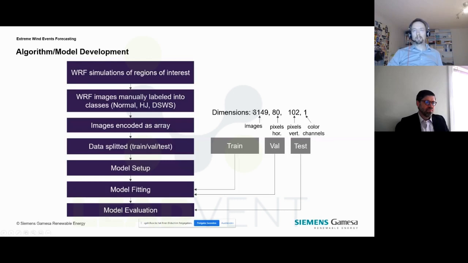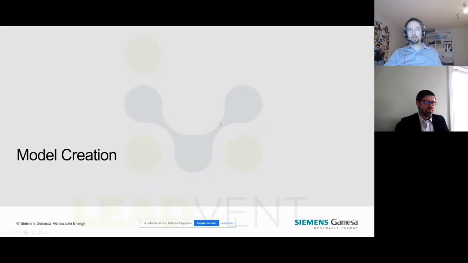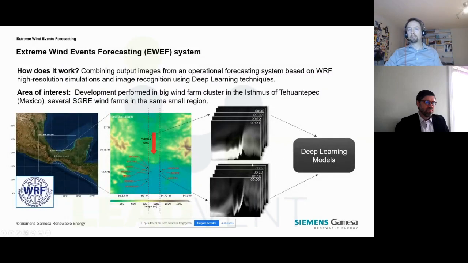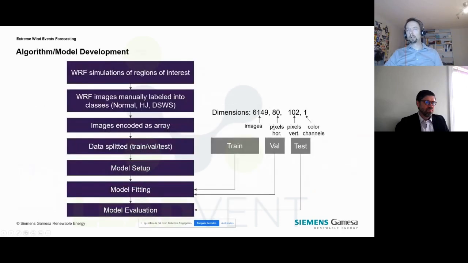We have classified more than 6,000 different images, and these have the dimensions horizontally 80 pixels, vertical 102 pixels, and then there is just one color channel. This color channel is representing the wind speed. So we are just using one color channel, because we don't need colored images. Grayscale images, like we have seen on the slide before, are totally enough for the purpose of what we want to reach here. And it's reducing the numerical effort if we just use this one dimension here for the colors.